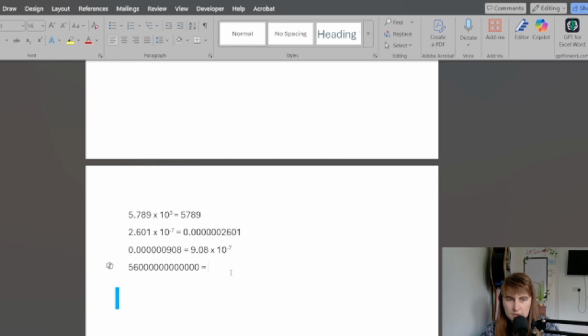And then this one is a positive one, so it's 5.6. They're the only significant figures. Times 10 to the power of, so let's count the decimal places. 1, 2, 6, 7, 8, 9, 10, 11, 12, 13. To the power of 13.